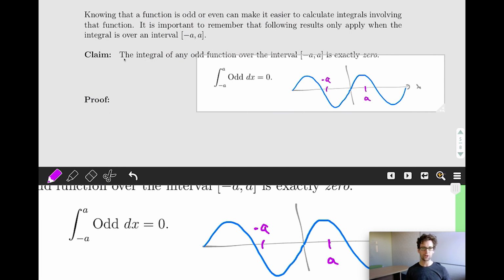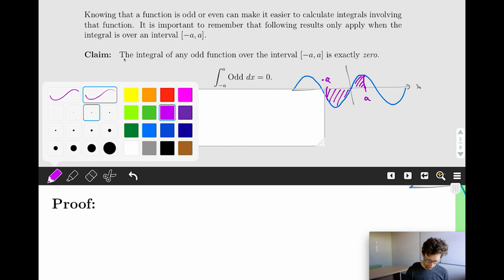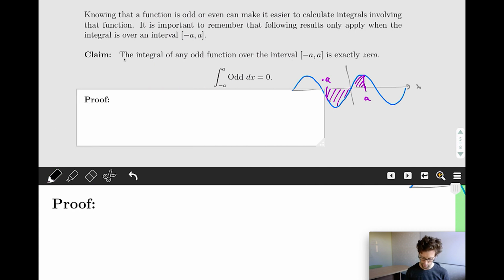So what would be the integral between minus a and a of this odd function? Well, I'm going to go between 0 and a. I'm going to get the area under the curve, and I'm going to go between minus a and 0, so I'm going to get the area under the curve, and these two areas are going to be the same, except they've got the opposite sign. So when I add them together, I'll get 0. So the proof is actually going to be very similar to this very simple intuitive idea. It's just going to be expressed in slightly more mathematical form.